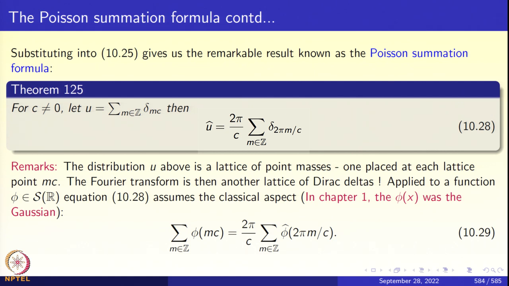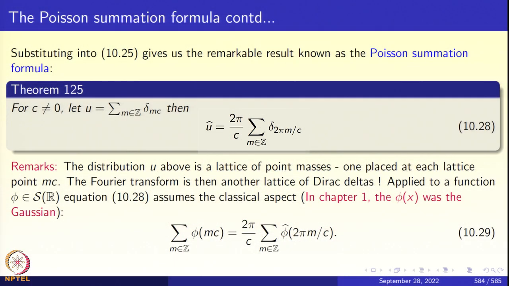Now let us evaluate both sides at a function in the Schwarz class. So if I take a phi in the Schwarz class and apply both sides of 10.28 to phi, the left hand side becomes summation phi of mc, and the right hand side becomes summation phi hat of 2 pi m by c with a factor of 2 pi by c in front of it. In chapter 1, the relevant phi was the Gaussian, and we got the Poisson summation formula for a special case in chapter 1. This is the general theorem, the most general Poisson summation formula.